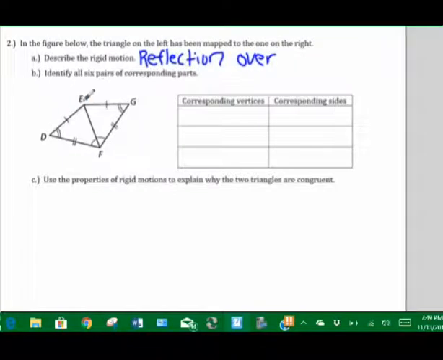Reflection over this segment. Usually it's a line, but in this case it's going to be the side of the triangle, EF. It's reflected over EF. And let's put the segment bar over it.